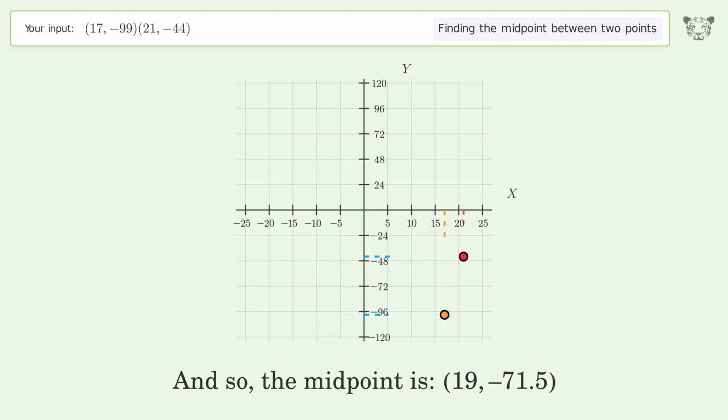And so, the midpoint is 19, negative 71.5.